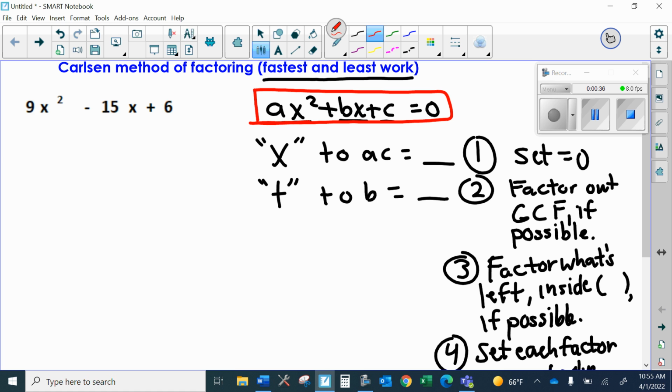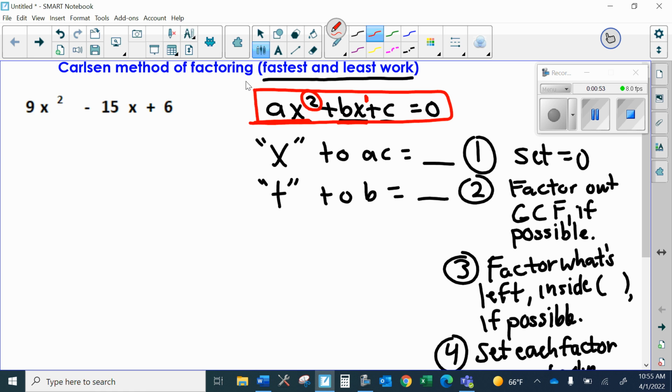Remember, this ax squared is the shape of the graph. If we're talking about the graph, it's also called the quadratic term because it's degree 2. The middle one is called the linear term because it's degree 1. Degree 1s are lines. And the c is called the constant term, number by itself.